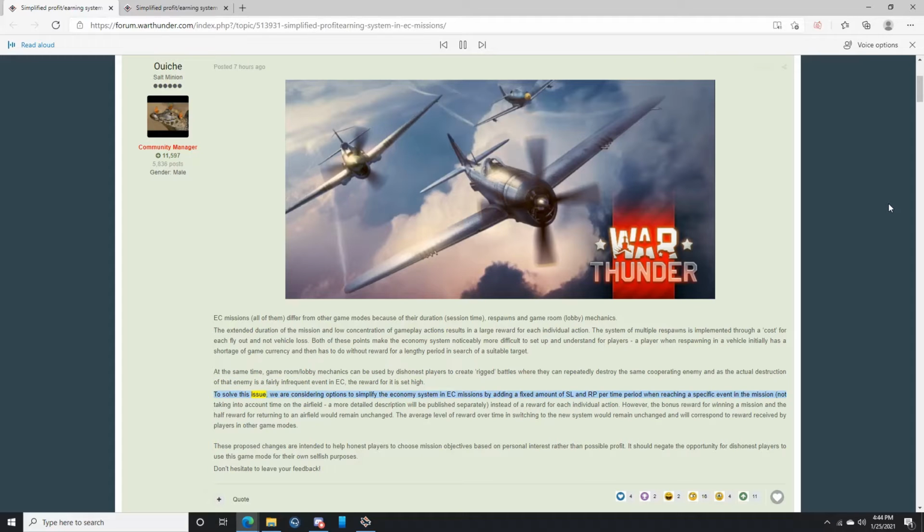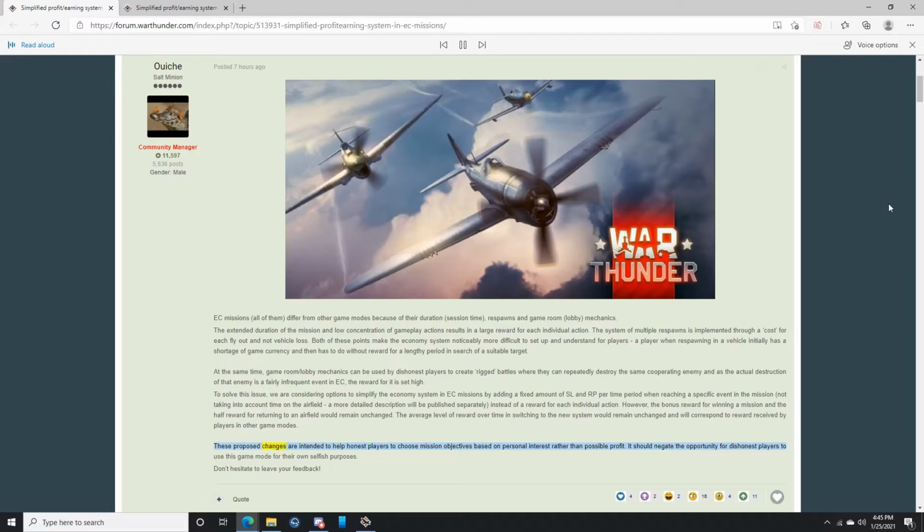To solve this issue, we are considering options to simplify the economy system in EC missions by adding a fixed amount of SL and RP per time period when reaching a specific event in the mission, not taking into account time on the airfield. A more detailed description will be published separately, instead of a reward for each individual action. However, the bonus reward for winning a mission and the half reward for returning to an airfield would remain unchanged. The average level of reward over time in switching to the new system would remain unchanged and will correspond to reward received by players in other game modes.